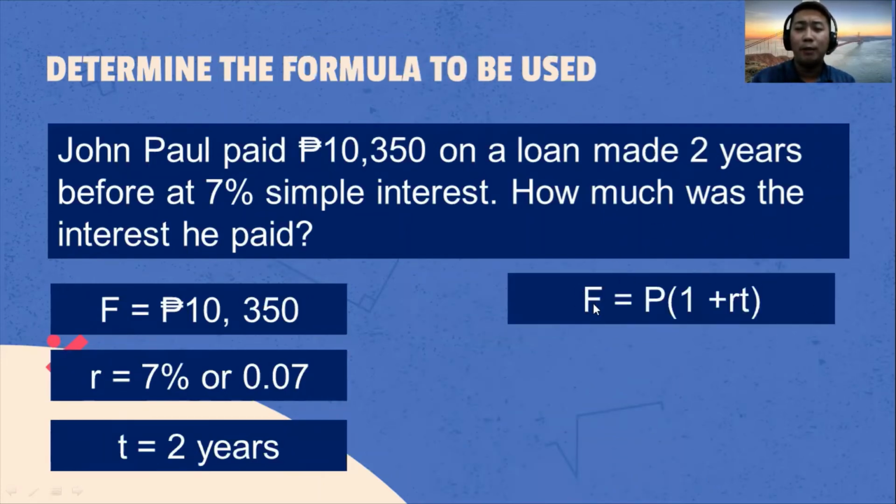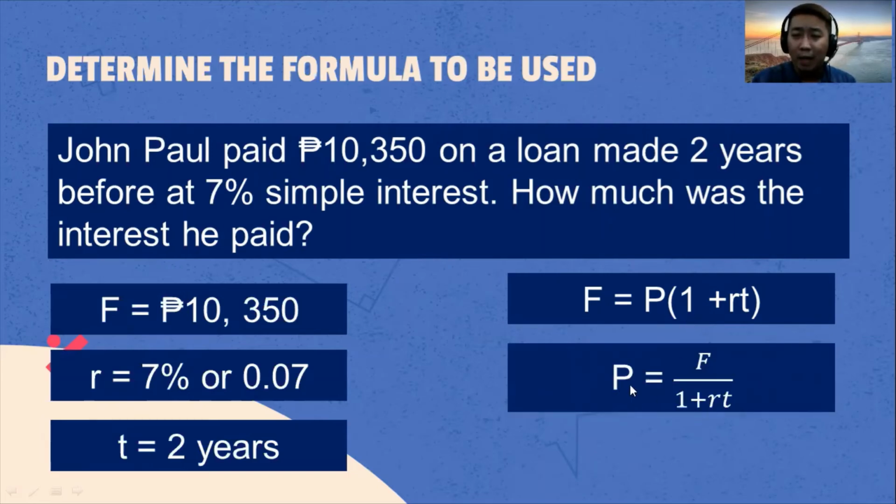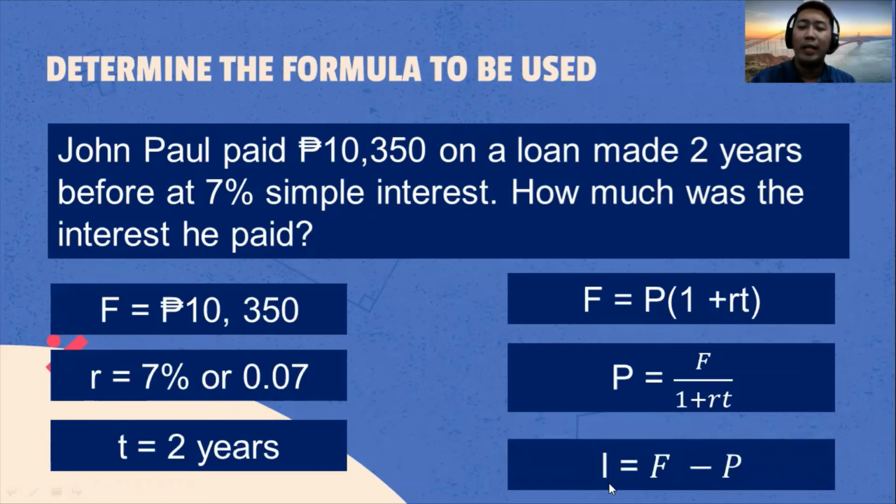Since we have formula for the final value, F is equal to P multiplied by the quantity of 1 plus RT, we can manipulate this formula in order for us to get the value of the principal amount. And that is, principal amount is equal to the final value over 1 plus the product of rate multiplied by time. Then we can now solve for the interest, that is, interest is equal to the maturity value minus the principal amount. I know all of you are excited. Let's now try to solve this problem.